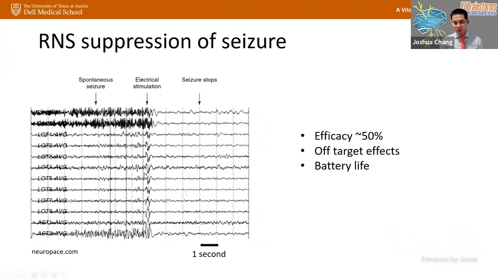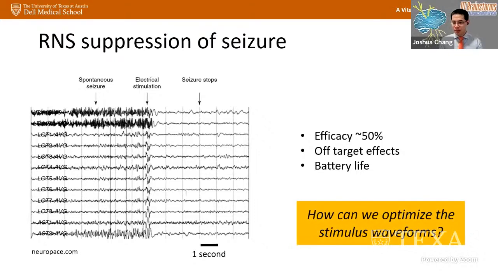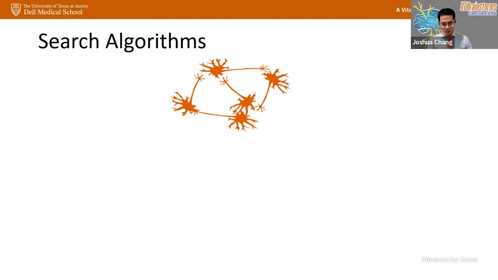And so one of the challenges, and one of the really interesting questions that Dr. David Pedafar, who's the chair of neurology, and I have been working on, is how do we optimize these stimulus waveforms? And so we started looking at search algorithms. And so here again is our model. And using very traditional techniques, we would then put mathematical equations around this and solve it.